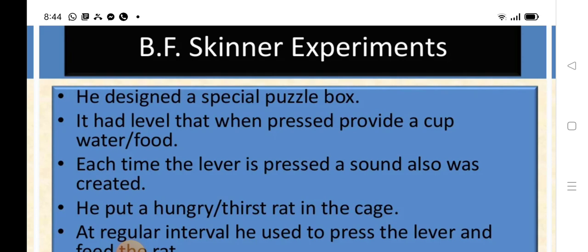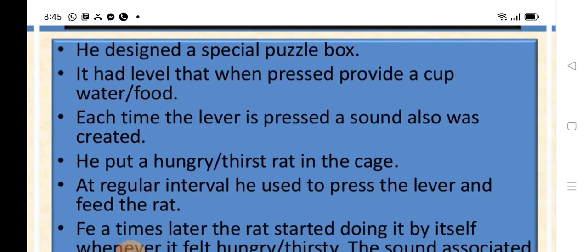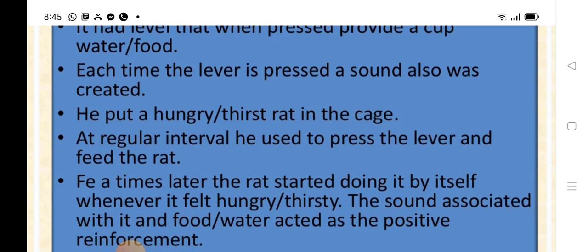So whenever the rat pressed the button, what happens? A sound was created and he was given water or food. He put a hungry, thirsty rat in the cage. Oh my God. At regular intervals, he used to press the lever and feed the rat.